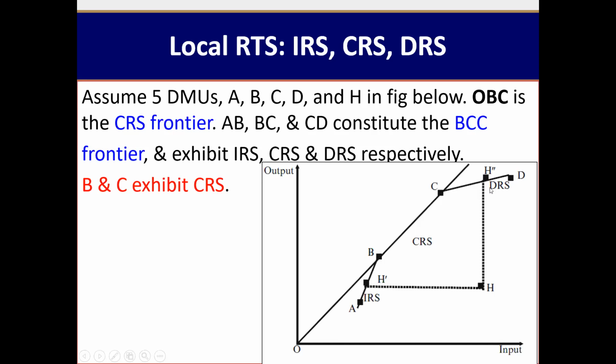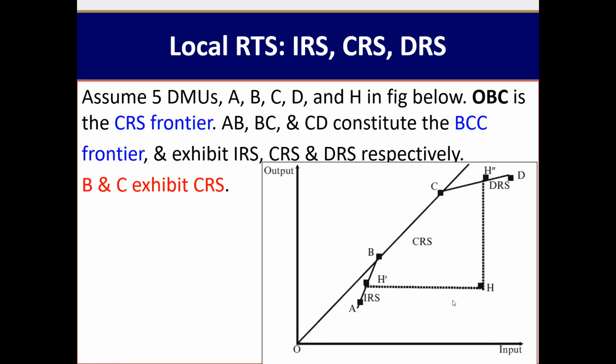And I'll hit the frontier between C and D. And H double prime is in the domain of what? Decreasing returns. So you can see that the type of orientation here is affecting the local returns to scale for that particular firm H. So if I'm at H, the kind of orientation I choose will indicate whether H is exhibiting DRS or IRS. So that is why we said that orientation matters here.